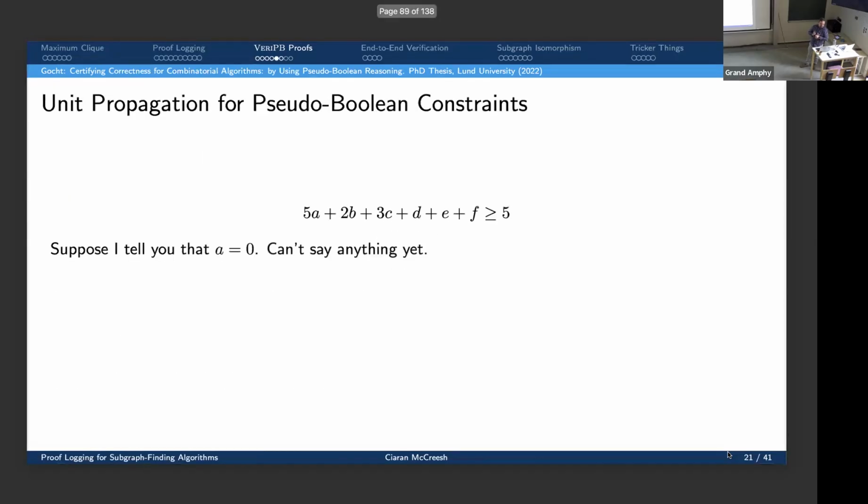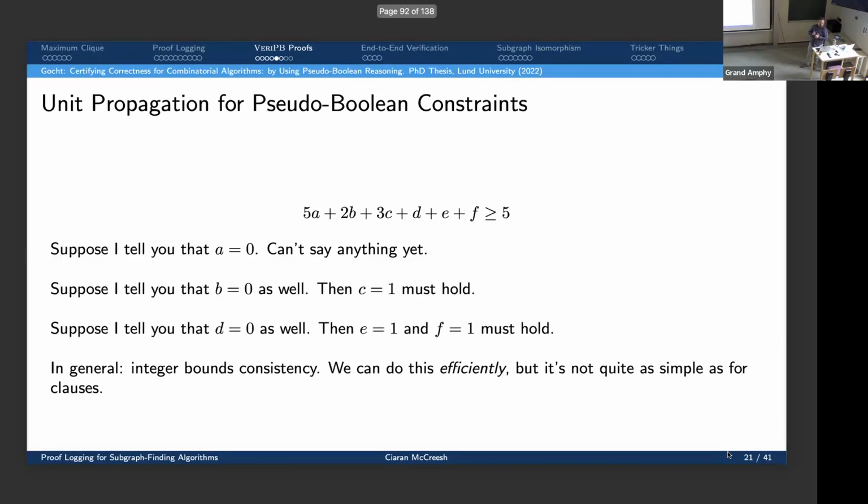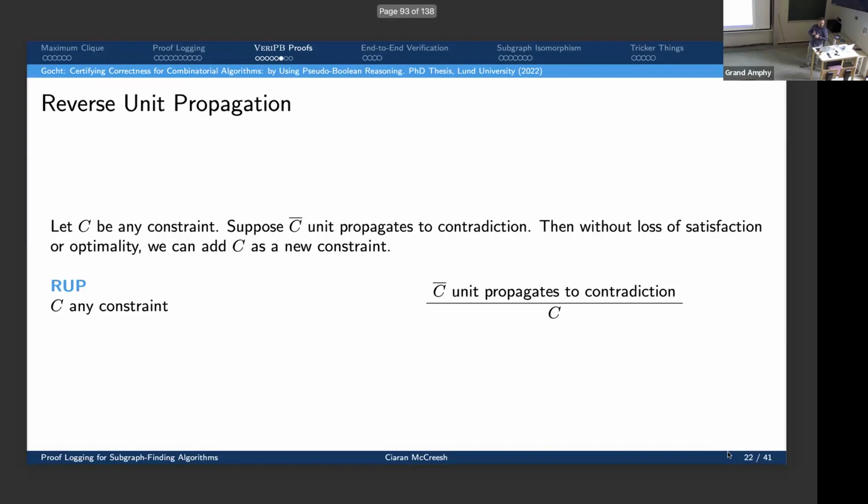Unit propagation we've already seen. I would explain this twice so that you understand it better, but in the interest of time, we've seen this as well. Reverse unit propagation we've already seen.